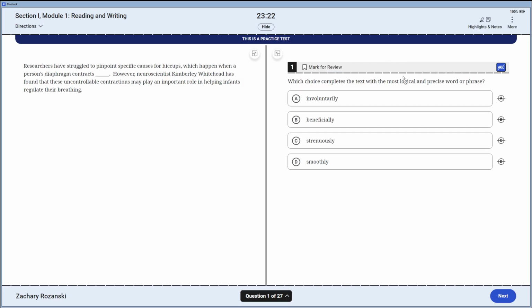So let's start at the start. Logical, precise word and phrase. I see a however. I love that signal element has found these uncontrollable contractions. The person's diaphragm contracts uncontrollably. Plug that in, and then we can find involuntarily.